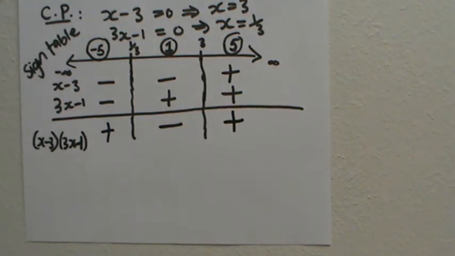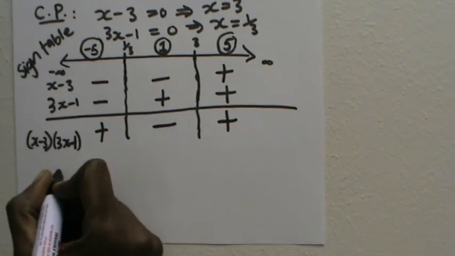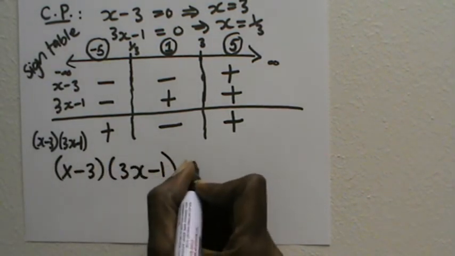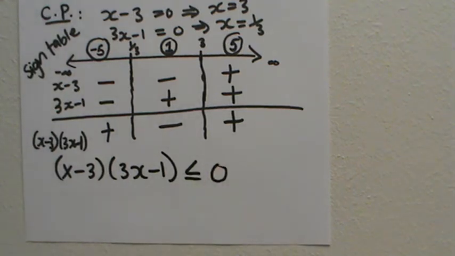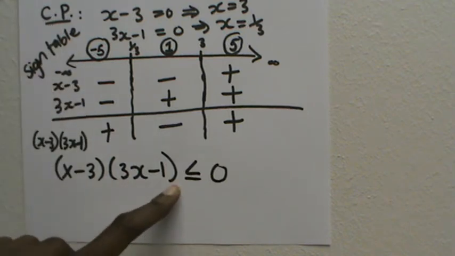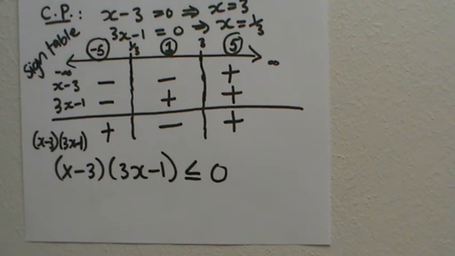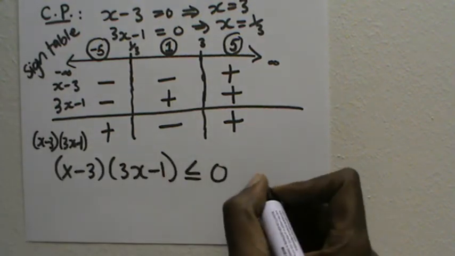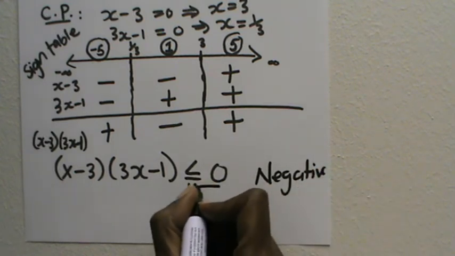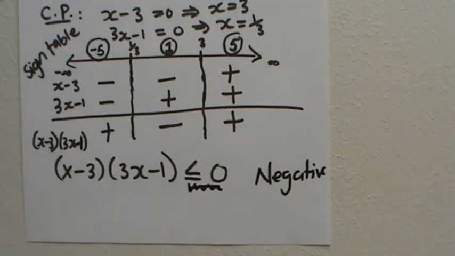Now I need to remember what I am solving. If you remember, when we factorized, this is what we got: x minus 3 times 3x minus 1, and this should be less than or equal to 0. Now this is the question that I want to answer, and I use my sign table to answer that. I have this product should be less than 0. You need to remember, less than 0 or less than or equal to 0 means negative. This is what it means. So this part over here, less than or equal to 0, means negative.